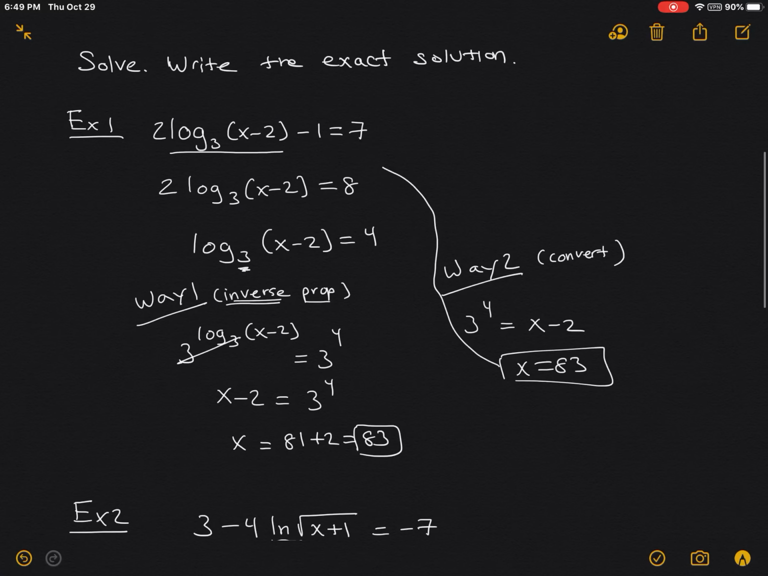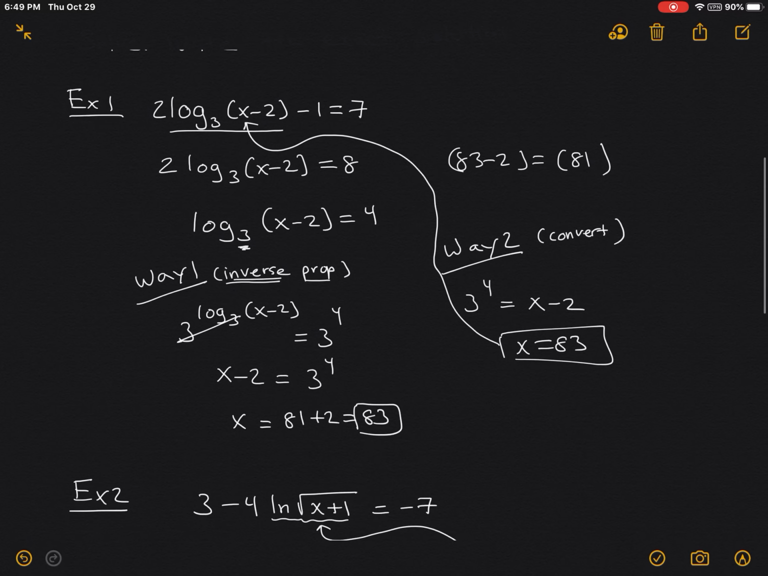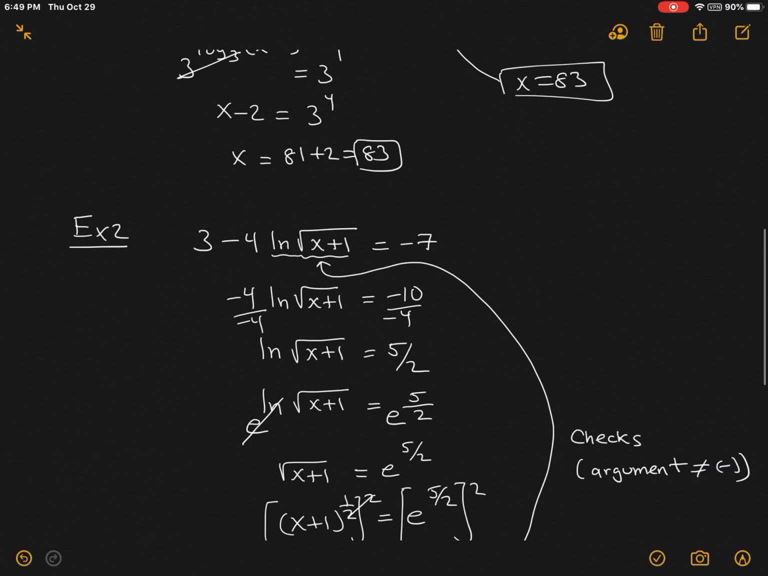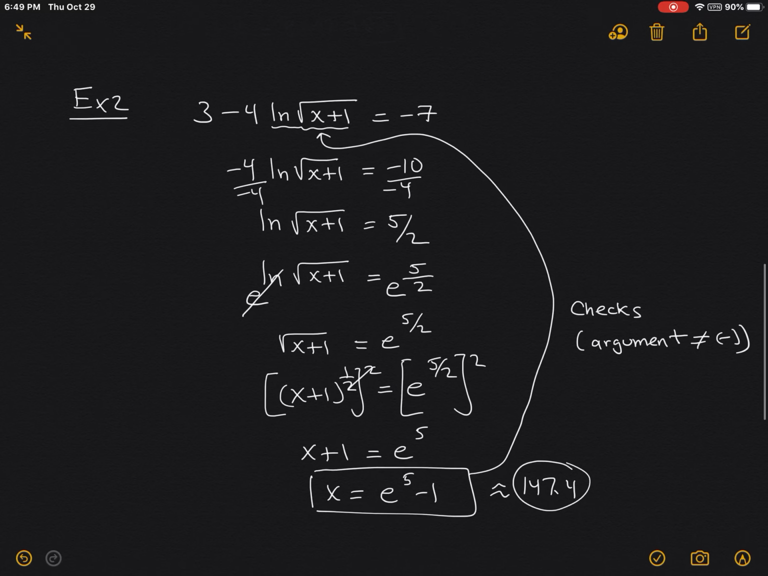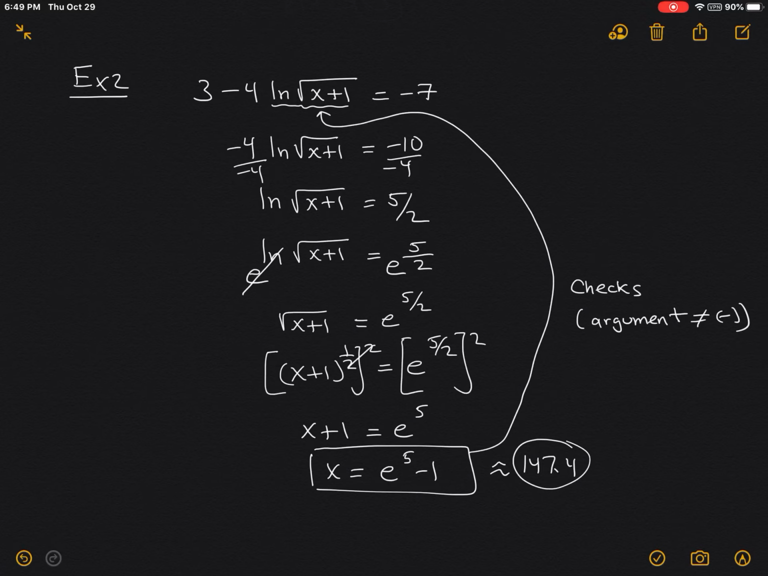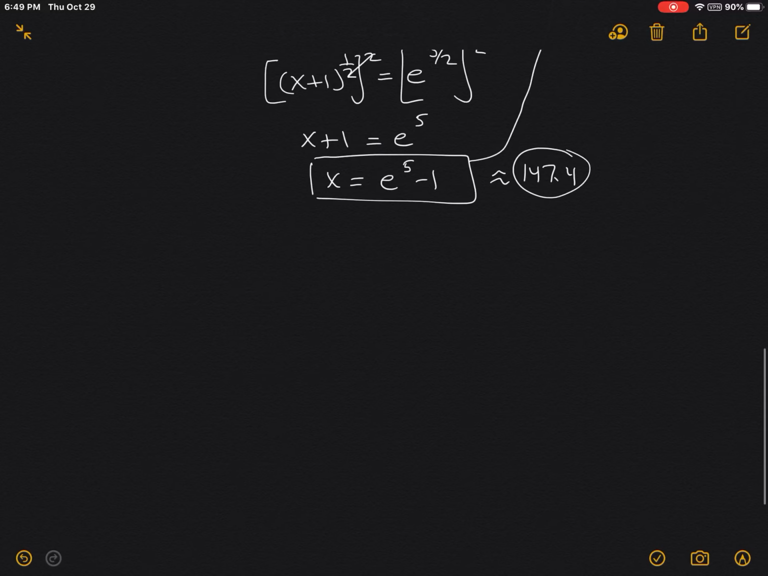So back to the first problem, right? If you plug 83 back into the original equation, 83 minus 2 is going to equal 81. And that's not going to make the argument negative. So that's all you really need to check. You don't need to check to see if it satisfies the original equation entirely. It should, but I'll show you in a further example later on that when the argument becomes negative, you know to exclude it. Okay, so this is going to check. You can plug it into your calculator just to see that this entire equation is going to be true.